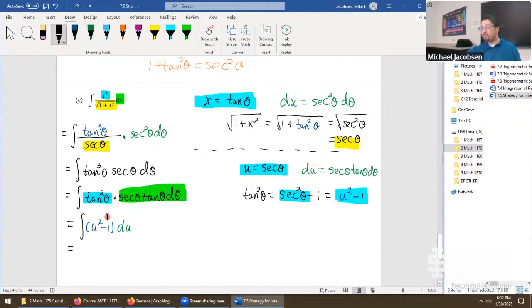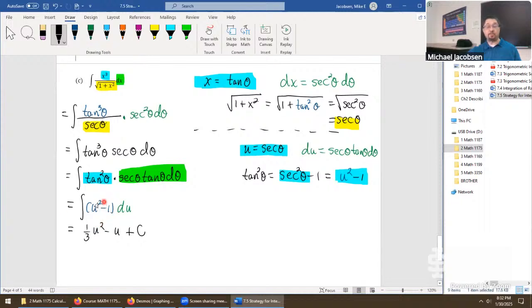And that means as fast as your hand can write, we're getting the antiderivative. This first part is a third u cubed, then minus u at a constant. So ordinary antiderivatives from here on out. Go back to what we said u was and drop it in.